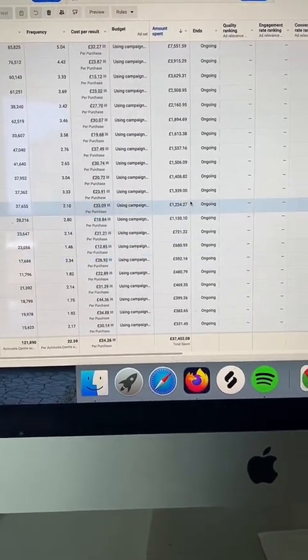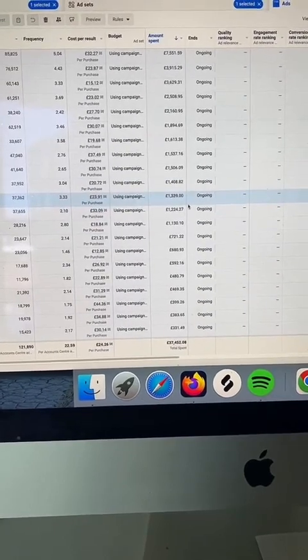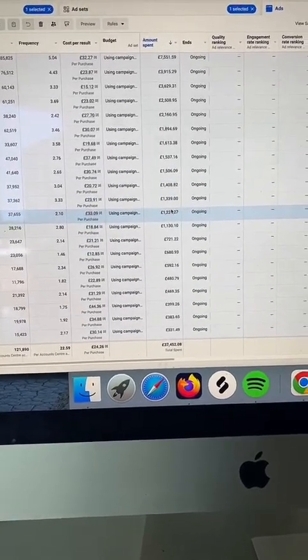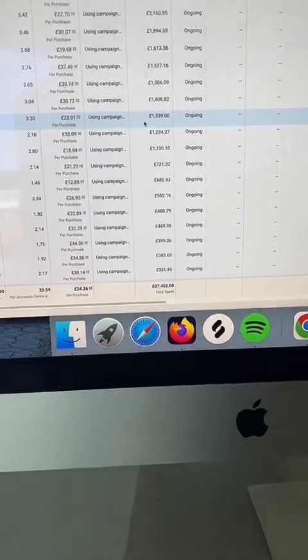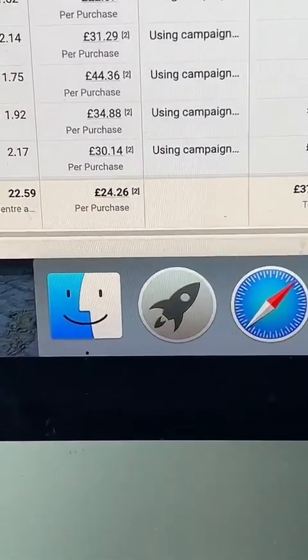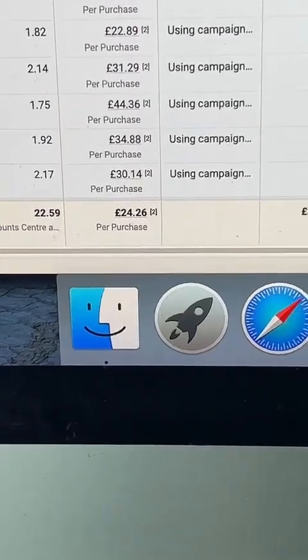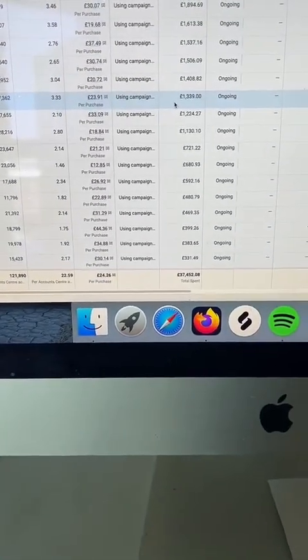But as long as we keep refreshing the creative, we keep adding more things in, taking things out, turning things on and off, we're able to average out that cost per purchase down to a number that is profitable enough. In this case, it was £24. This is a very, very good result for this campaign.